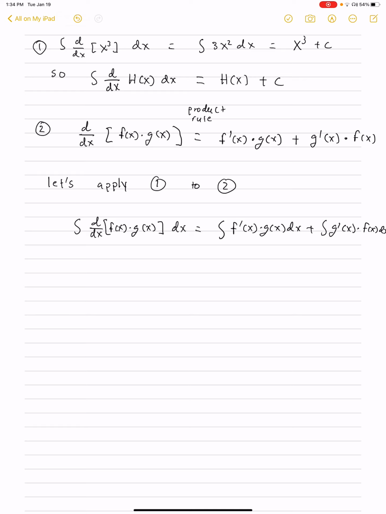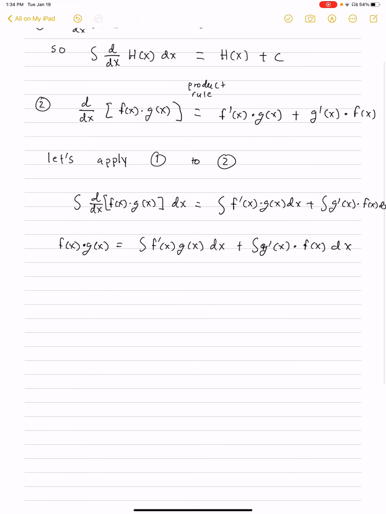Okay, and I can now rewrite this equation. This is going to be f of x multiplied by g of x equals the integral of f prime of x times g of x dx plus the integral of g prime of x times f of x dx.